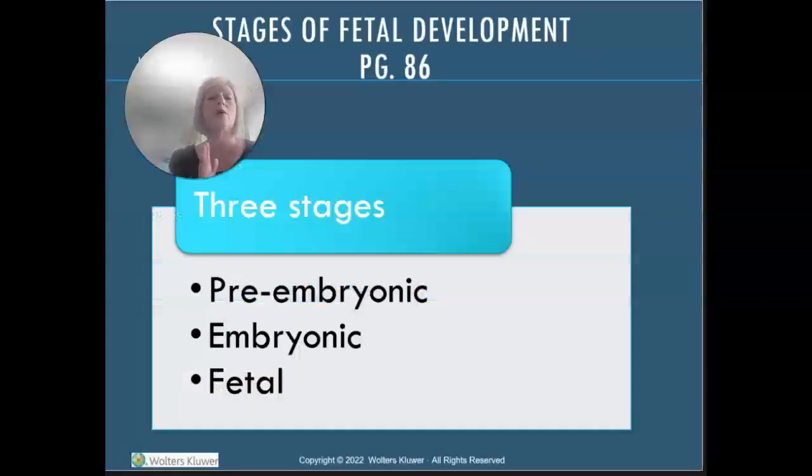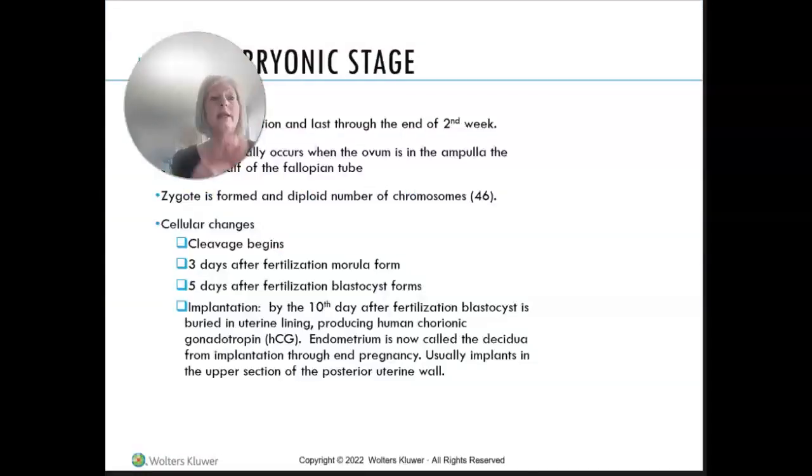Okay, so stages of fetal development. There are 3 stages. It's kind of important to know your stages of development. We got pre-embryonic, embryonic, and we got fetal. And going into the pre-embryonic stage, that starts at fertilization and lasts through that 2nd week. Conception usually occurs when that ovum is in that ampule of the outermost half of that fallopian tube. So it's kind of in the ampule.